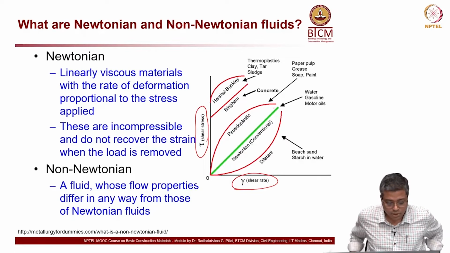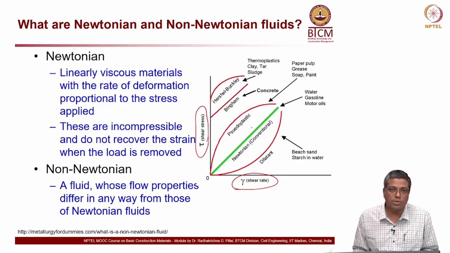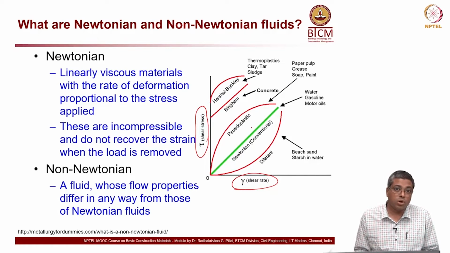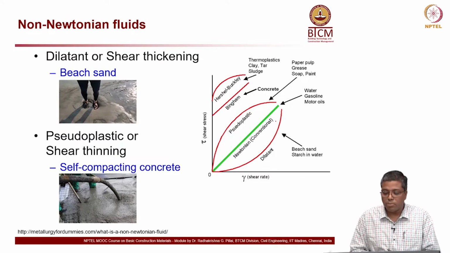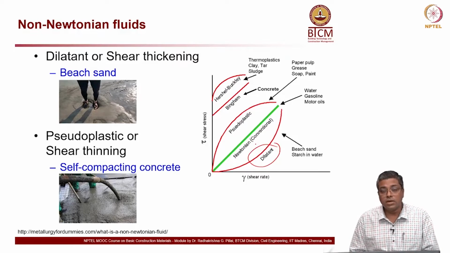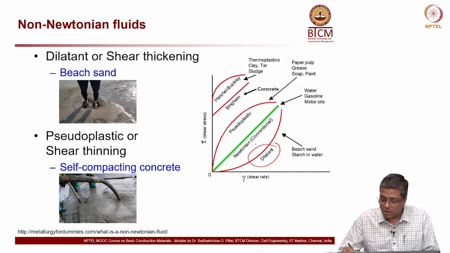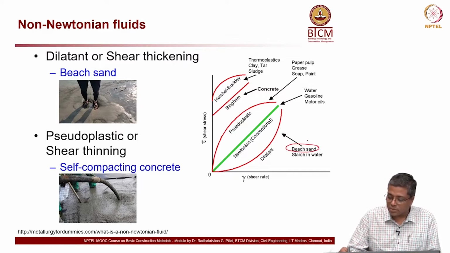This is plastic deformation. Now, non-Newtonian fluids are fluids which have properties that do not match the Newtonian. So, that means anything other than the green curve over here, we can call non-Newtonian fluids. I will go to the next slide. Here you can see there is one curve which is given below the green curve, and that is a dilatant, or we can call it shear thickening material. An example is beach sand.